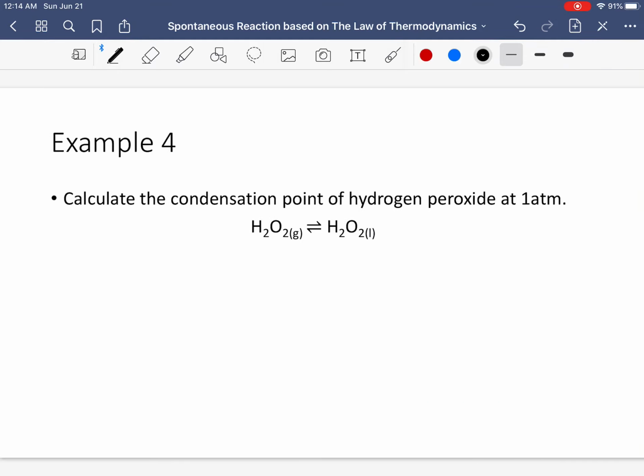Anyhow, I'm gonna leave you guys with this question. Same idea. Calculate the condensation of hydrogen peroxide. Condensation means you're going from gas back to liquid. Okay, let me give you some values here. Same idea, blue for delta H, red for delta S. So H2O2 at liquid state or gas state is negative 136.3.